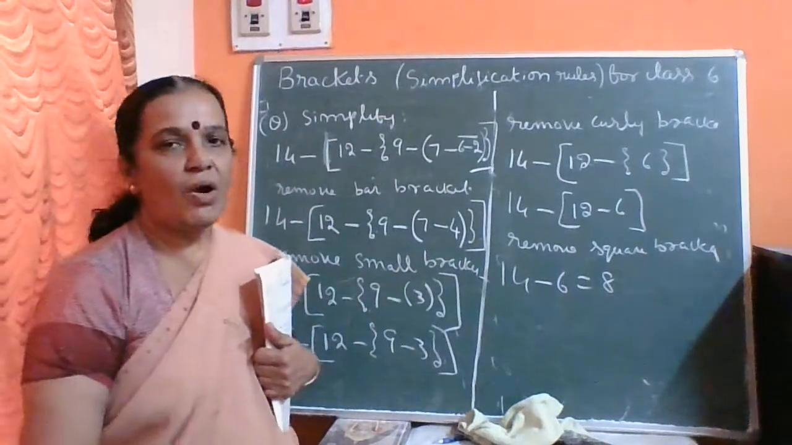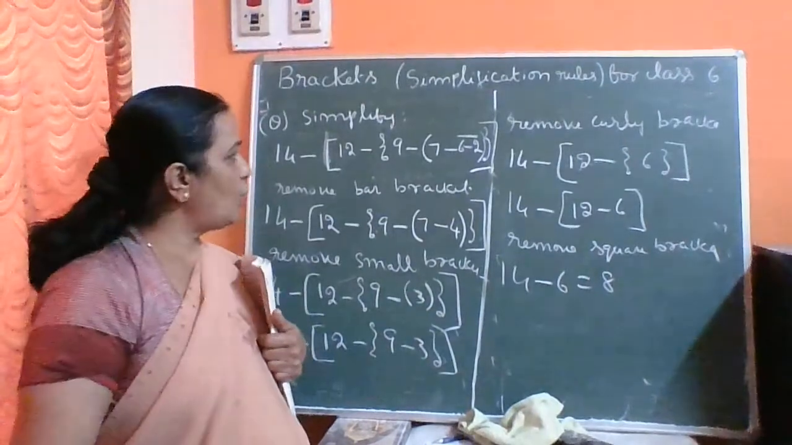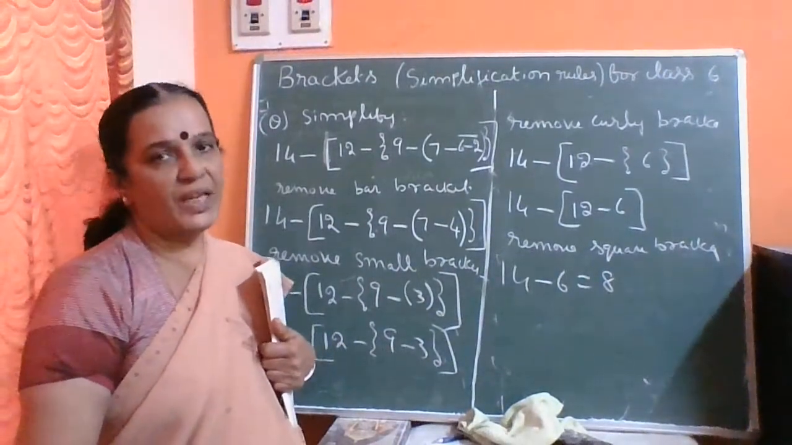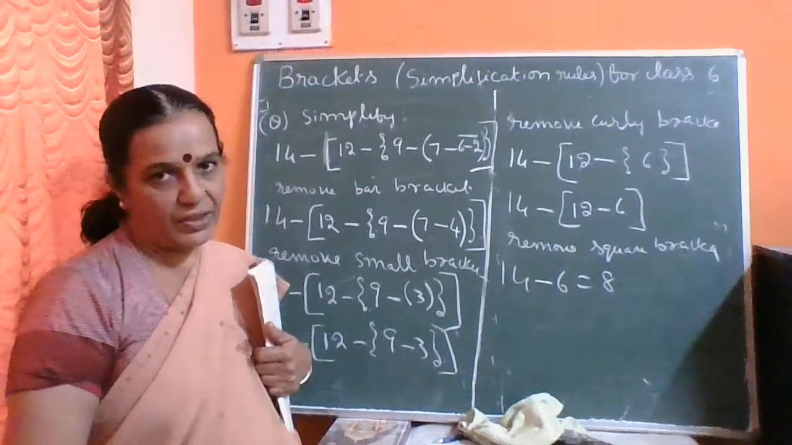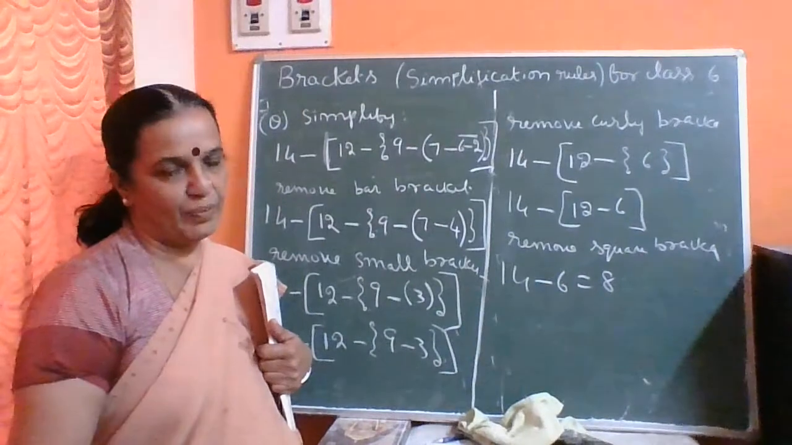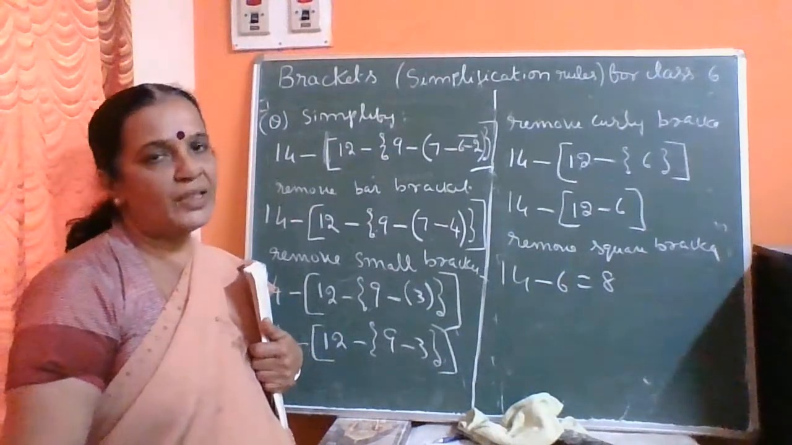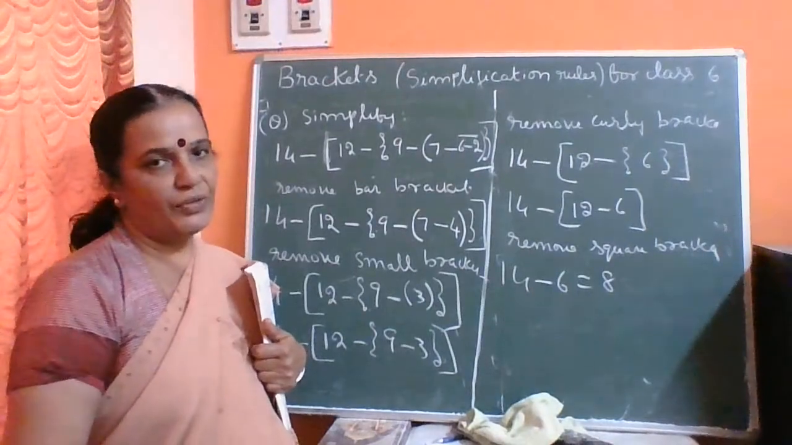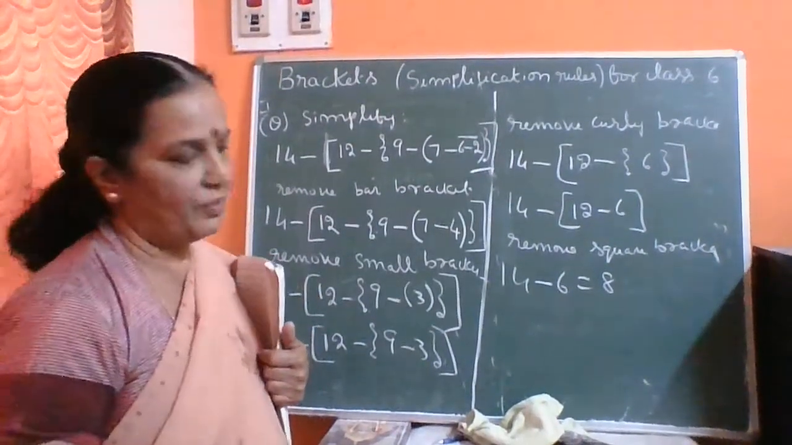If there are all types of brackets in the same question, first you have to remove the line bracket or the bar bracket, and then the small bracket, then the curly bracket, then the square bracket, and all the other terms and the symbols as it is you have to write and you have to follow the order.